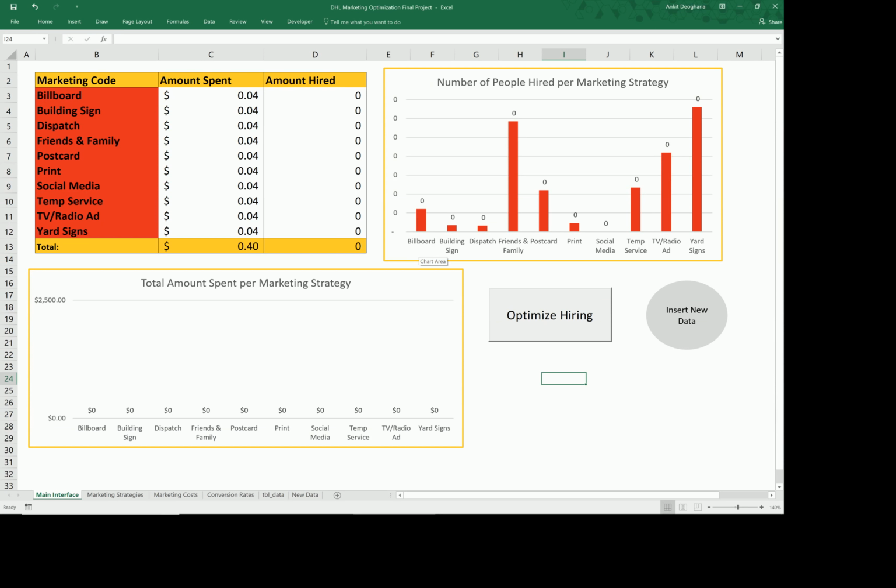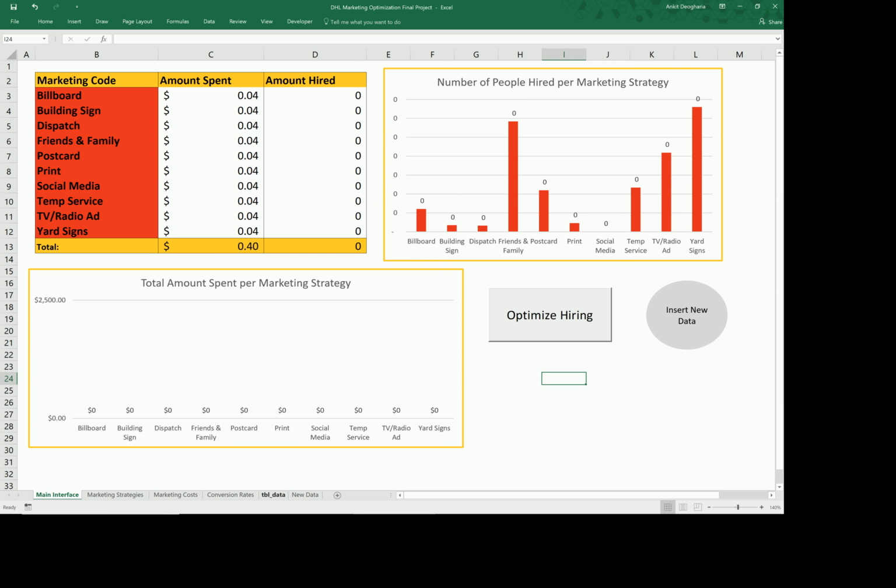Hi, this is our group's project. The tool we designed was designed to help DHL optimize their spend across marketing techniques.